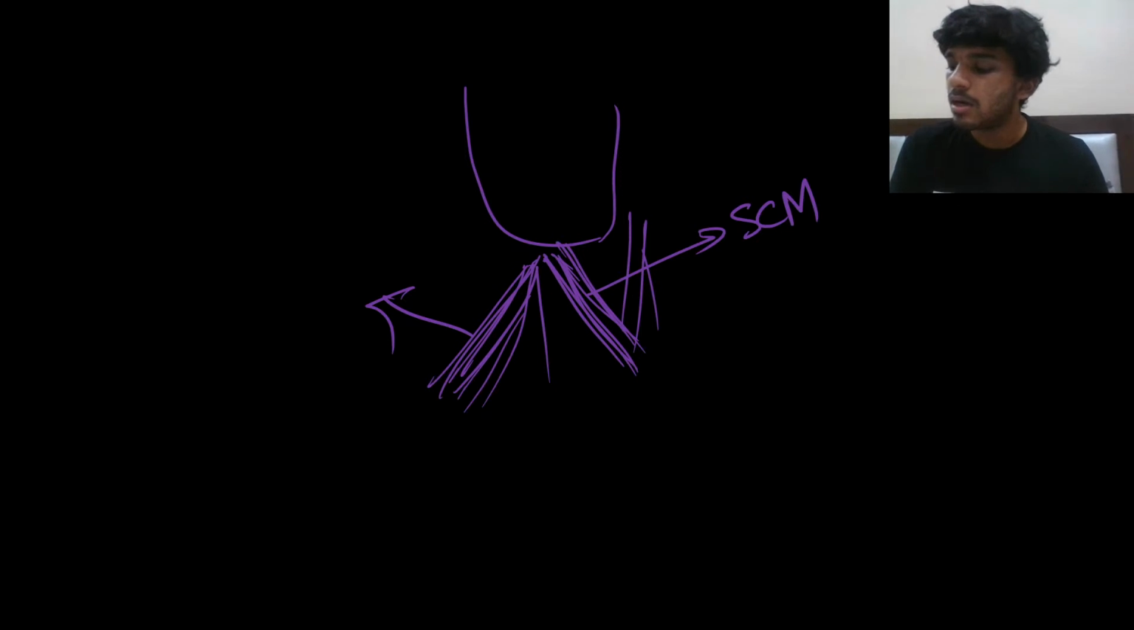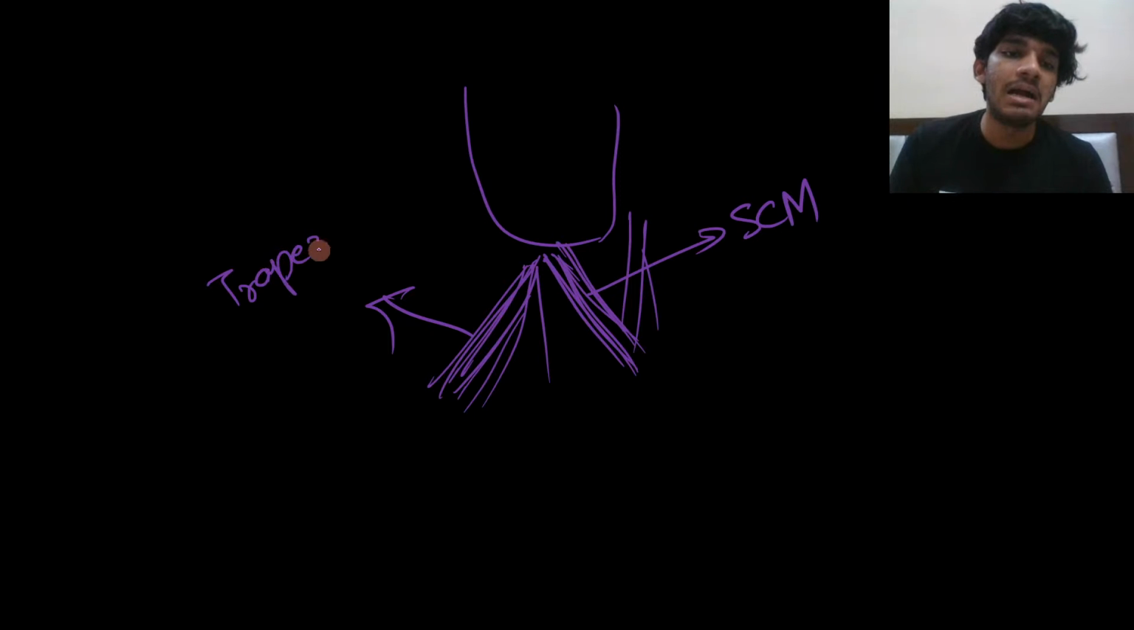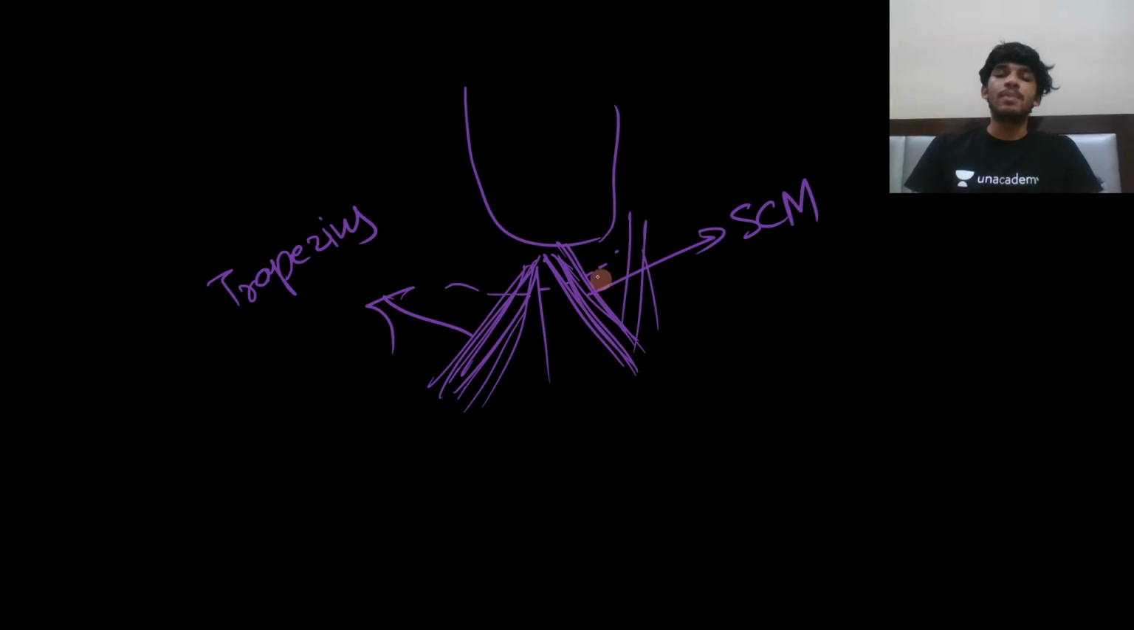Okay, so this is the sternocleidomastoid and this is the trapezius, and the spinal root of accessory is a content of the posterior triangle, so it will be running between these two. First it will supply the sternocleidomastoid and then it will supply the trapezius.